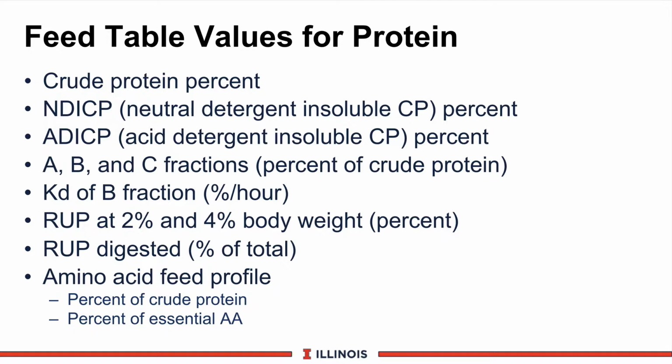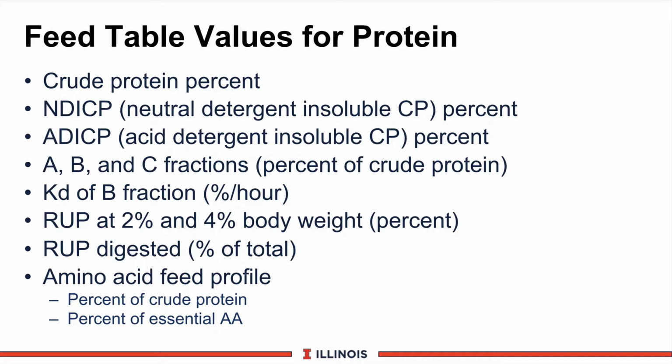Again, a very difficult number for you and I to change because we don't have the data or the research on farm to change that value, but very powerful in research labs. In the table, you'll have two RUP values listed at 2% and 4% of body weight. And finally, how digestible the rumen undegradable protein is.